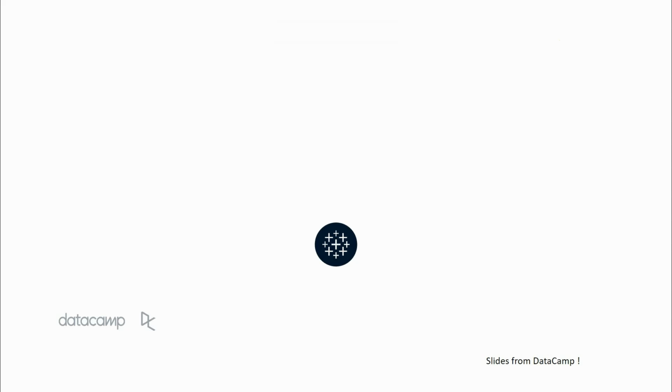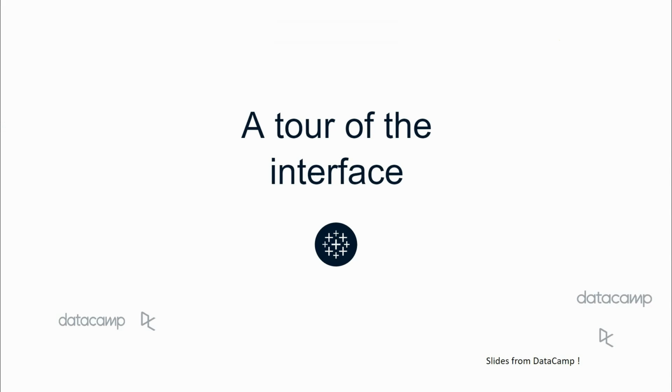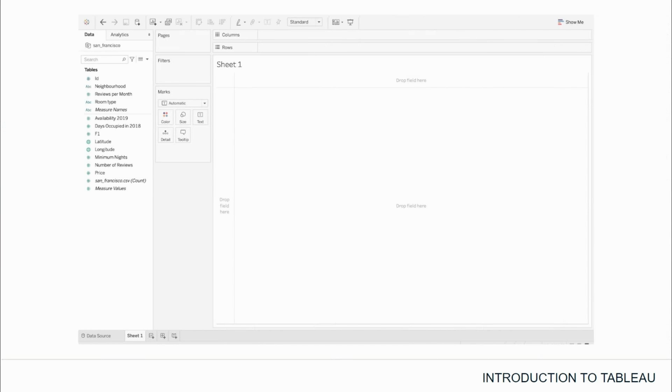Now that we've connected our data sources, let's get comfortable with the Tableau interface. This is the interface for Tableau sheets. You can see that there are different components that make up the interface. We'll explore them in the demo, but first there is some key Tableau jargon to get familiar with.